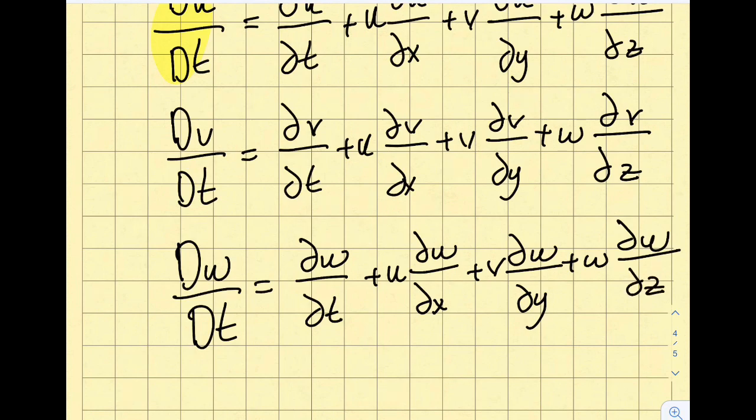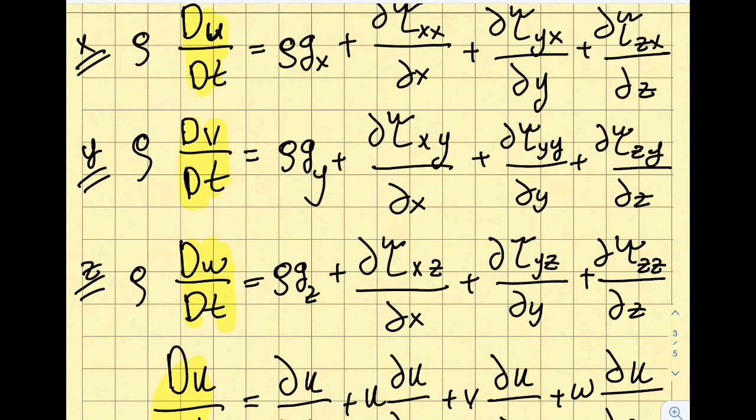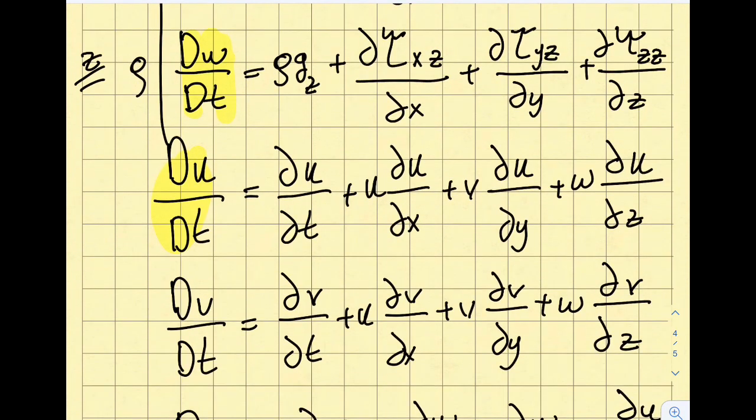Okay, so basically you need to insert these acceleration terms into the corresponding places. For instance, du dt needs to go over here. Unfortunately the equation is very long, so I'm not going to rewrite them, but this is the final equation for the conservation of momentum in differential form.